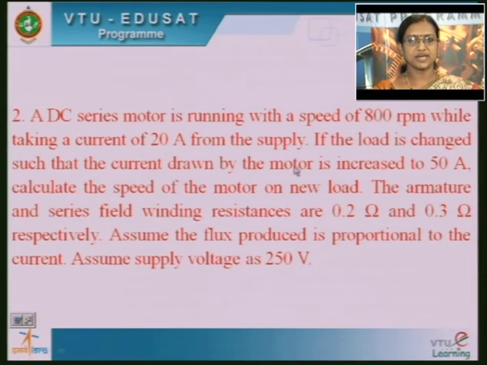So now you have to calculate the speed when the current drawn by the motor is increased to 50 ampere. The armature and series field winding resistance is given, that is 0.2 ohm and 0.3 ohm respectively. Now assume the flux produced is proportional to the current. In series connection, always we will consider that flux produced is directly proportional to the current. Assume supply voltage is 250 volt.